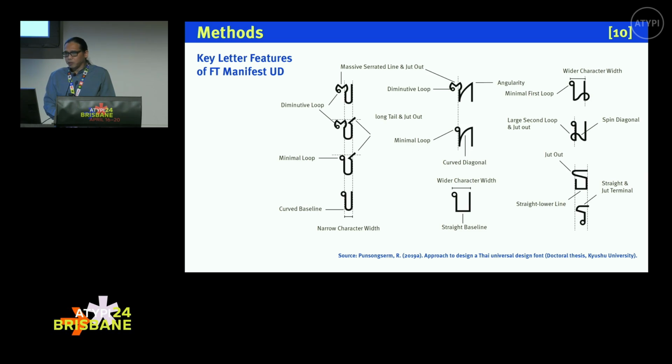And also the use of massive selected line, jutting out part, and demotive loop provided to the characters Kokwat and Soso. And the use of minimal loop and curved bed line for the characters Chochang, Khokai, Khokwat, and Soso. The last example is the use of wider character and straight bed line for the character Bobai Mai.